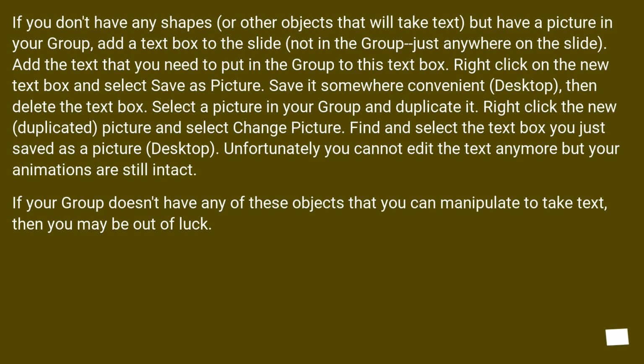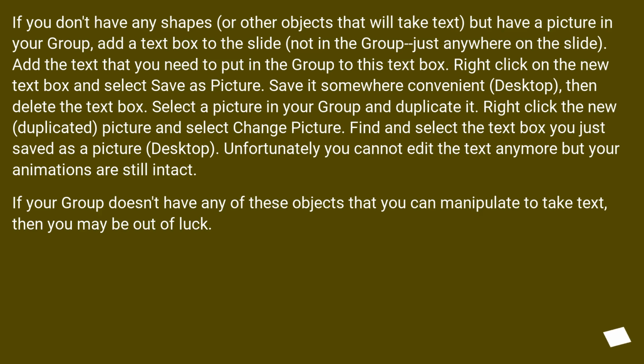If you don't have any shapes or other objects that will take text, but have a picture in your group, add a text box to the slide, not in the group, just anywhere on the slide. Add the text that you need to put in the group to this text box. Right-click on the new text box and select Save as Picture. Save it somewhere convenient, like the desktop, then delete the text box.